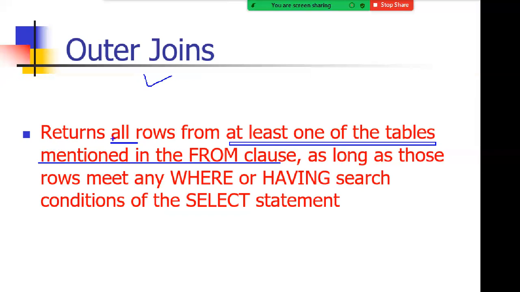So it returns all the rows from at least one of the tables. It might be from both the tables or just one of the tables. That means I may want to show all the products from the products table, even though they don't have a matching category ID, or I want to show all the products in the matching category, and also the categories for which I don't have any products. In that case, we'll go for the outer joins.